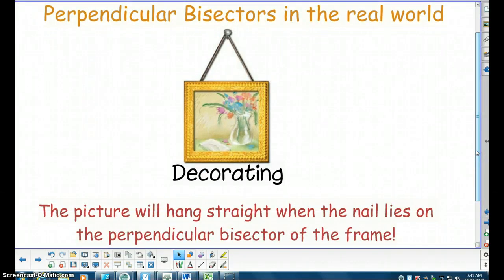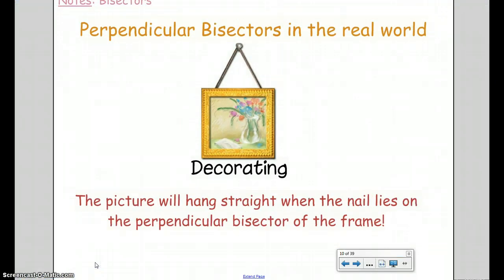Why do we care about perpendicular bisectors? Who's ever walked into a room and a picture was a little bit off and it really bothered you? It gets under your skin. Oh my gosh. So anyways, if you have a picture frame, a lot of picture frames don't have things to hang it like that anymore. But if you did have a picture frame and you were hanging it, like mine right here, with a cute little ribbon or something.